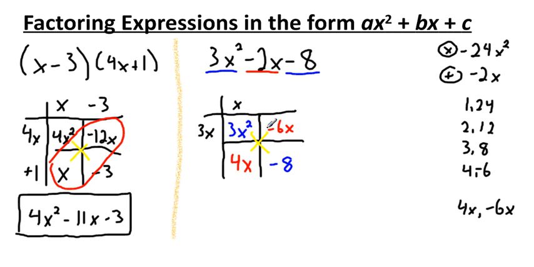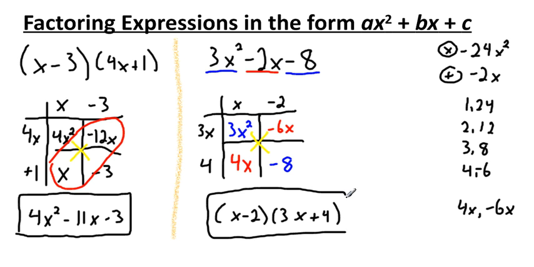Using that same process, I'm going to move over to the right. This negative 6x is 3x times something. So 3x times negative 2 would be negative 6x. Down in the bottom left, this 4x is x times something, so that something must be 4. So 4 times x would be 4x. And then to check it, 4 times negative 2 does indeed equal negative 8. So our factored expression would be x minus 2 times 3x plus 4. And that would be factoring using the box method.